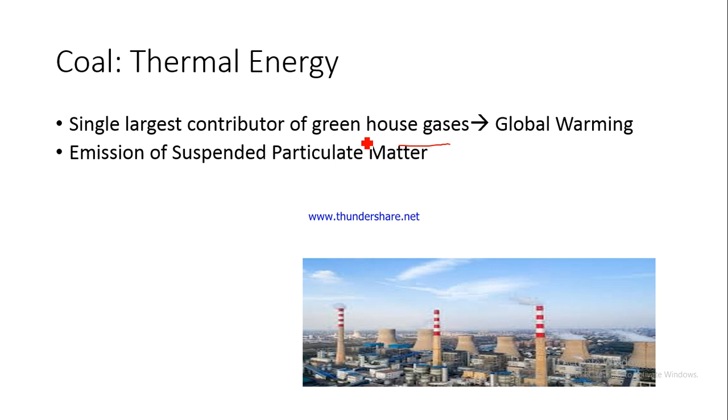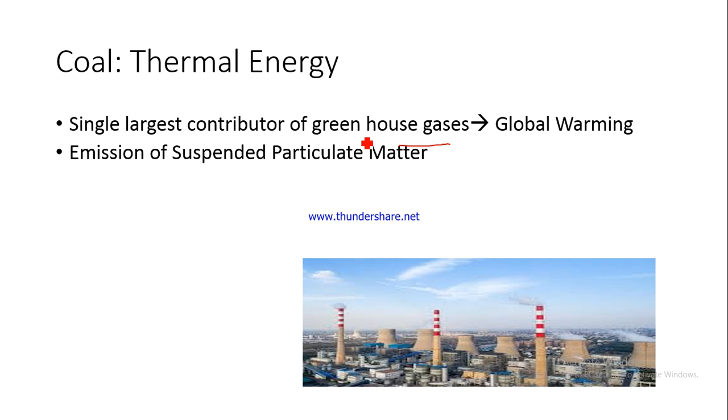Now again, what are the problems as far as the combustion of coal, or production of thermal energy, is concerned? If you look at India's energy mix, you would find that a majority of our energy requirements are met by coal. So we have a lot of thermal power plants, and they meet a majority, that is more than half, of our energy requirements, right? One reason for this is that we have a lot of coal deposits here in India.